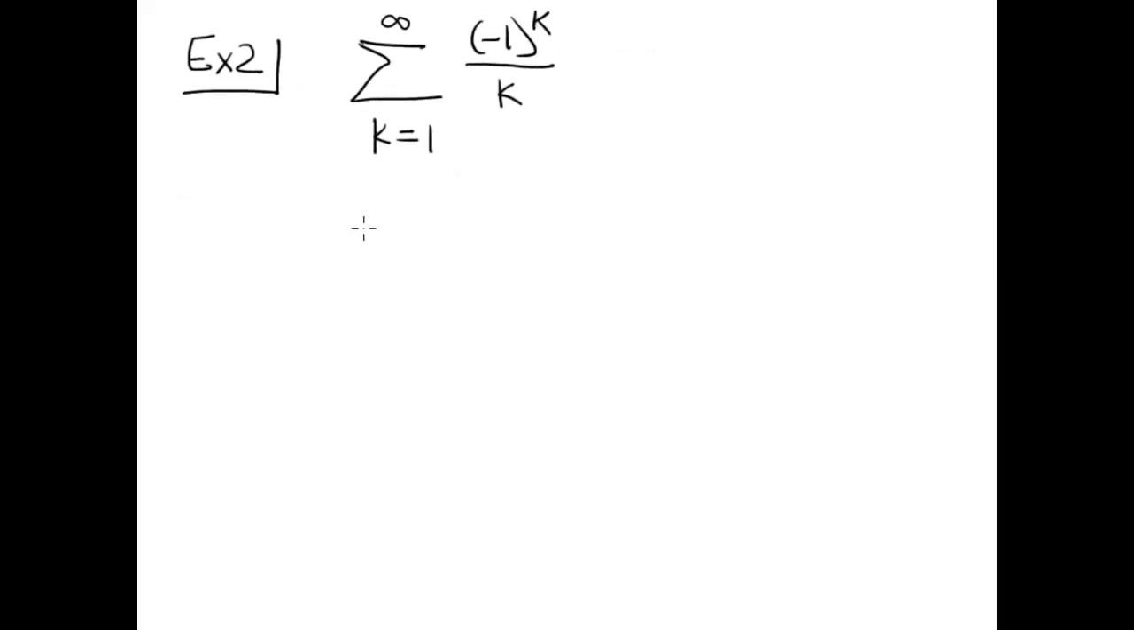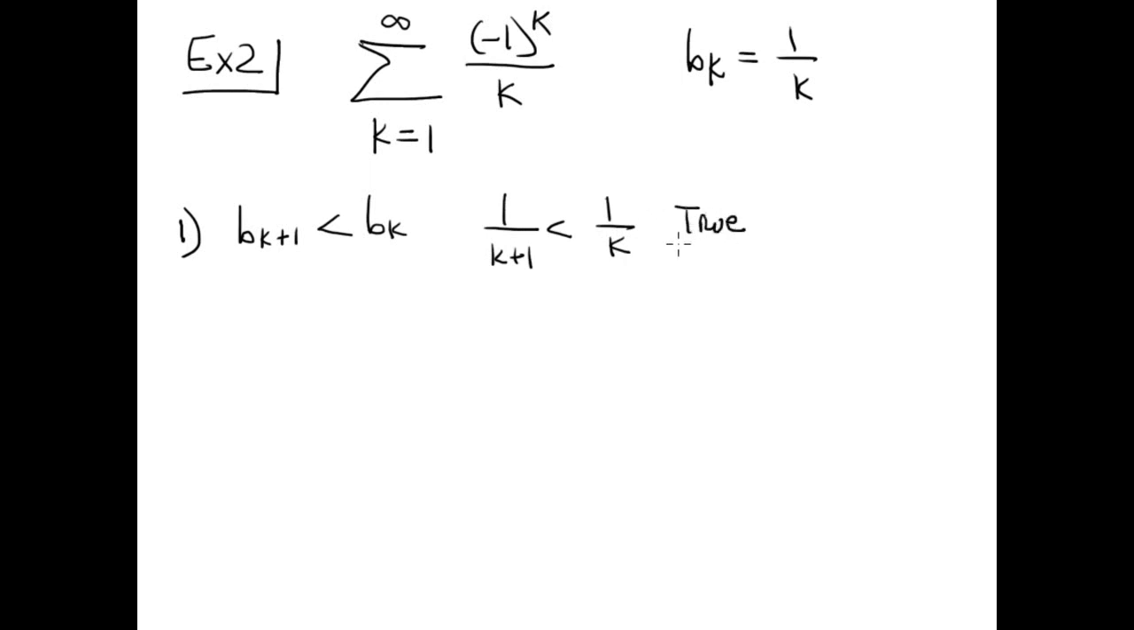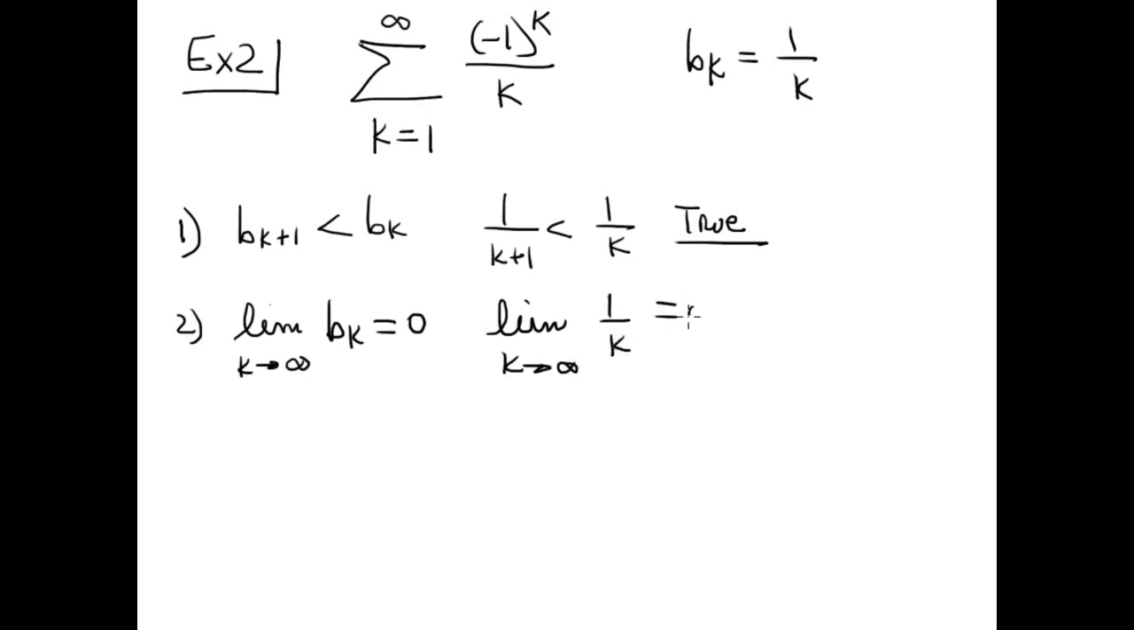Okay, I want to start with the alternating series. The alternating series test, remember, has two parts. The first part is b sub k plus 1 is less than b sub k, and b sub k in this series is 1 over k. I need to prove that 1 over k plus 1 is less than 1 over k. This is true, it's obvious. No calculus, no algebra, it's obvious, using common sense. And also, condition 2 is the limit when k approaches infinity of b sub k is 0. In our example, the limit when k approaches infinity is 0. Good, very good. The alternating part converges.